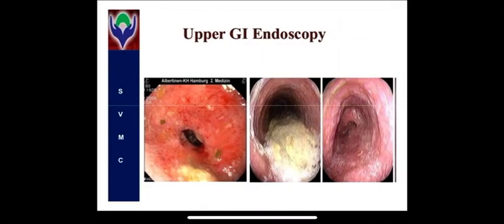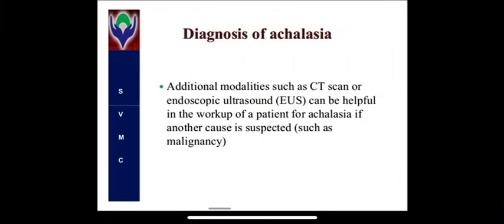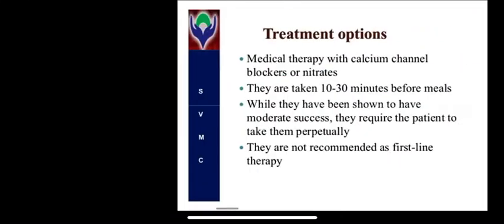These pictures show an endoscopic picture of a patient with achalasia cardia. The first picture shows the lower esophageal sphincter, which does not open spontaneously. The second picture shows food residue, and the third picture shows a dilated lower esophageal portion. Additional modalities such as CT scan or endoscopic ultrasound can be helpful in the workup of a patient for achalasia if another cause is suspected, such as a malignancy.